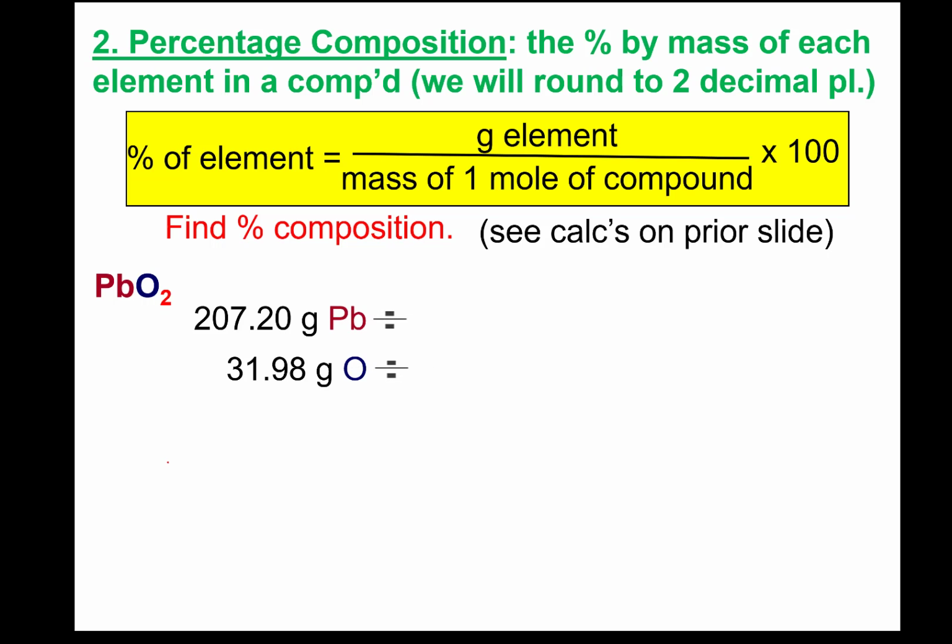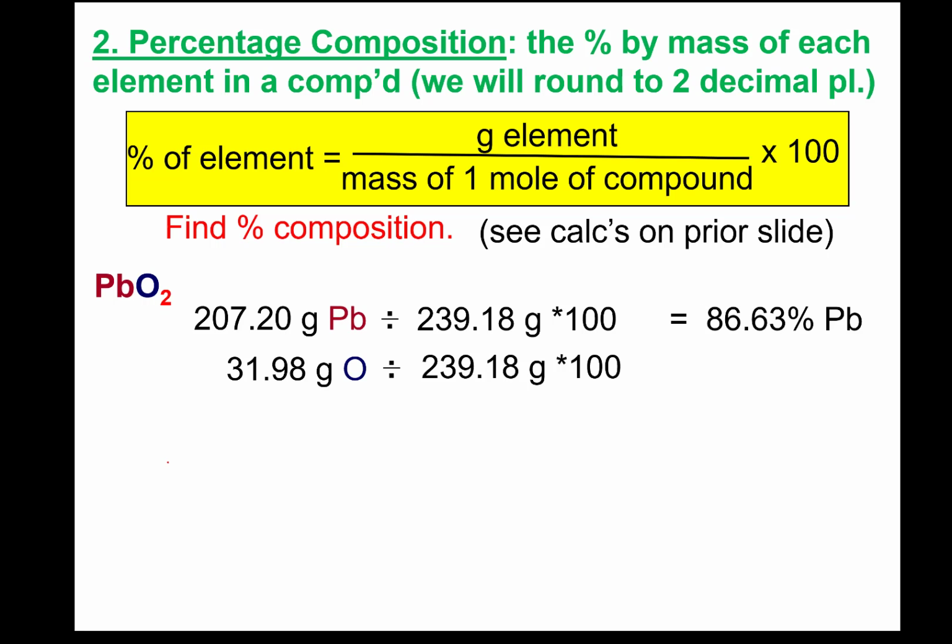So what we do next is we divide it by the mass of 1 mole. If you go back to the prior slide, we found that the mass of 1 mole was 239.18. So we just added the 207.2 and the 31.98, and we got 239.18 grams. Then multiply that by 100. We have 86.63% lead and 13.37% oxygen. So that's the percent composition for PbO2.